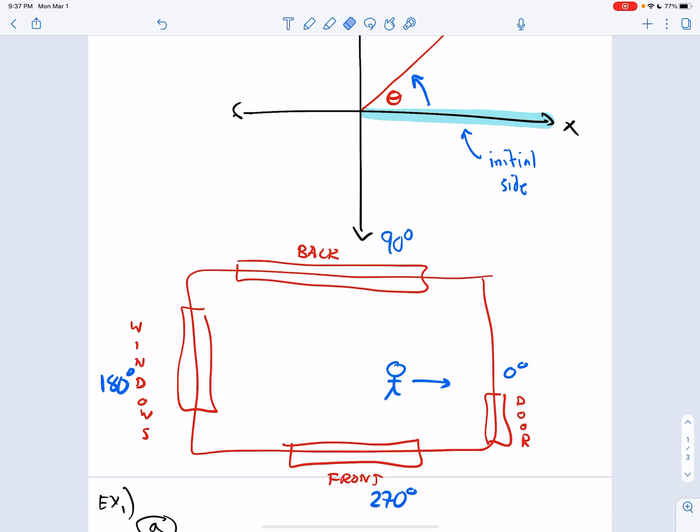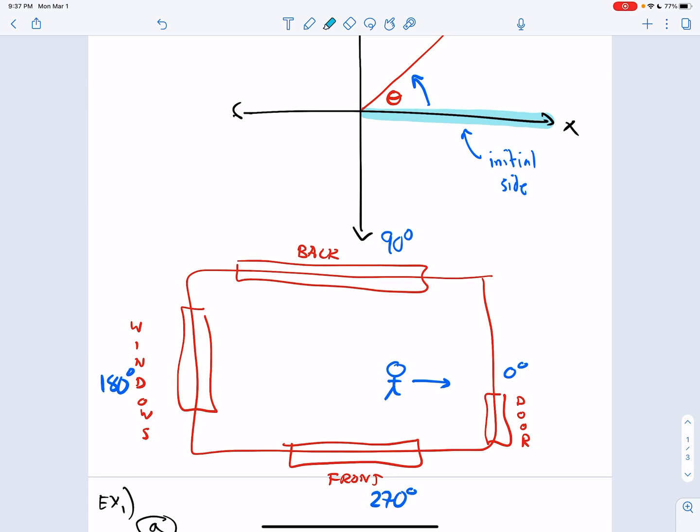Okay, here's the last scenario. If I were to start by facing at the door and I spun in a full circle, where would I be facing? Would I be facing the front, the windows, the back, or the door? Press play when you're ready. If I'm facing the door and I spin in a full circle, a full 360, where would I be facing?